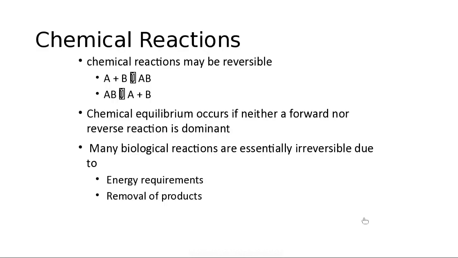Okay, chemical reactions may be reversible. You can have A plus B goes to AB, and then it may go down again into A plus B. And chemical equilibrium occurs when you finally get to a place where you get no more reaction either way, either forward or backwards. And many biological reactions are irreversible because of energy requirements, and also products are broken down.